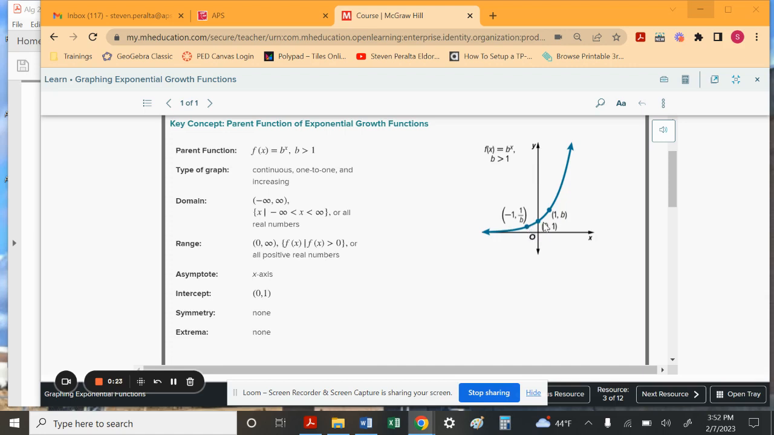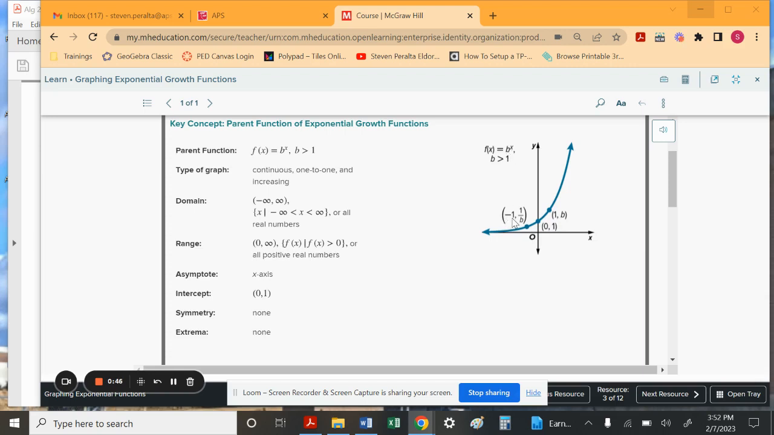Of course, the first one is located right there at (0, 1). So notice that the point (0, 1) is where it actually grows from. So that's the first part that we think about. And then notice here, another point is (1, b). So when x is 1, y is b. b is whatever that base is.